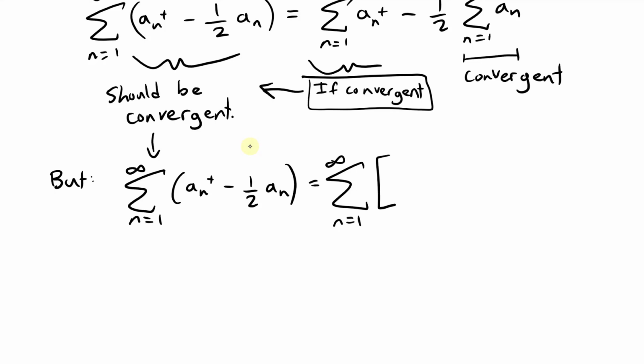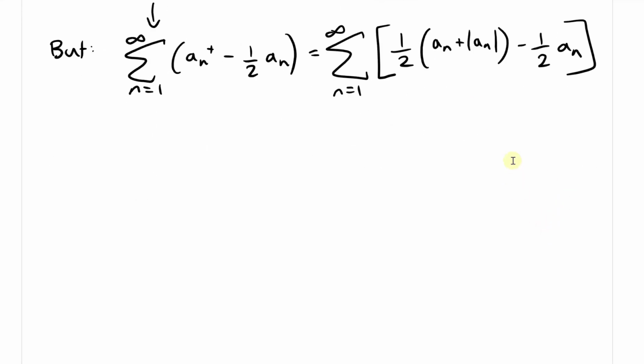We'll put a giant bracket. This is equal to, and this is why we added the 1/2 there, 1/2 times an, plus the absolute value of an, and then minus 1/2 an. That's this part right there. Close bracket. So that's why we added the 1/2. As you can see, when you multiply by 1/2, this cancels with this right here. So these two cancel, and we're just left with 1/2 the absolute value of an.